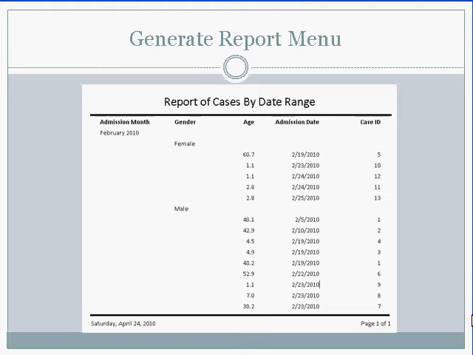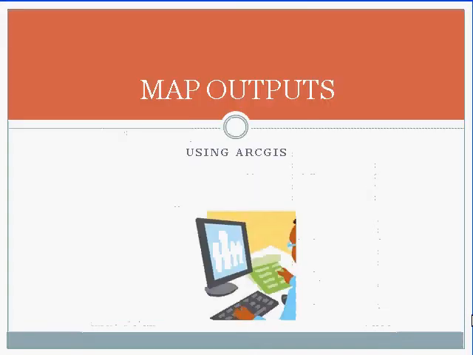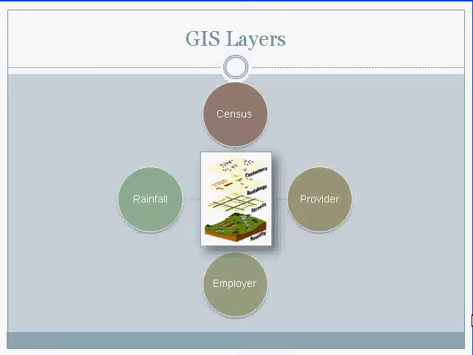Now let's look at maps. Information was extracted from the HESY application and sent to a mapping software called ArcGIS. The ArcGIS software creates maps based on X and Y coordinates. For example, in the future, additional tables having census information, provider information, and rainfall information will be added to the system.